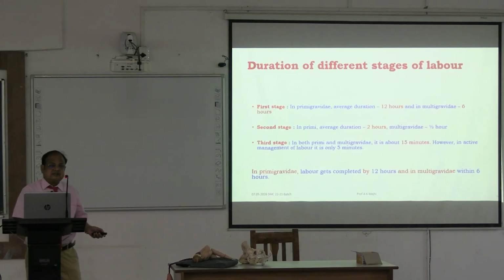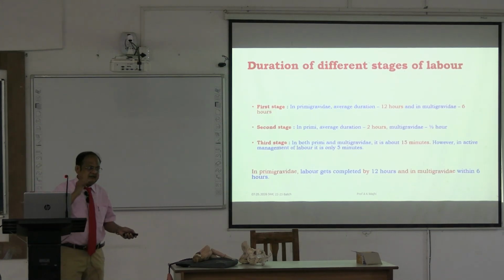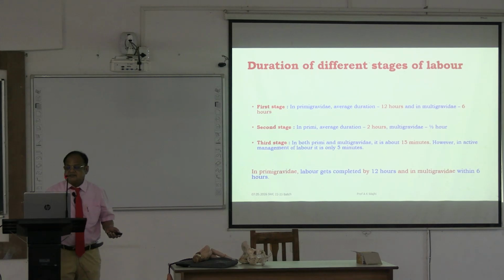Now the duration. What is the duration of it? Usually the first stage of labor in primigravida is somewhat lengthy, 10 to 12 hours. In multigravida it is less, 6 hours. And the second stage, average duration is 2 hours in primigravida. In multigravida it is half to 1 hour. When it becomes more than 2, the second stage is being prolonged.